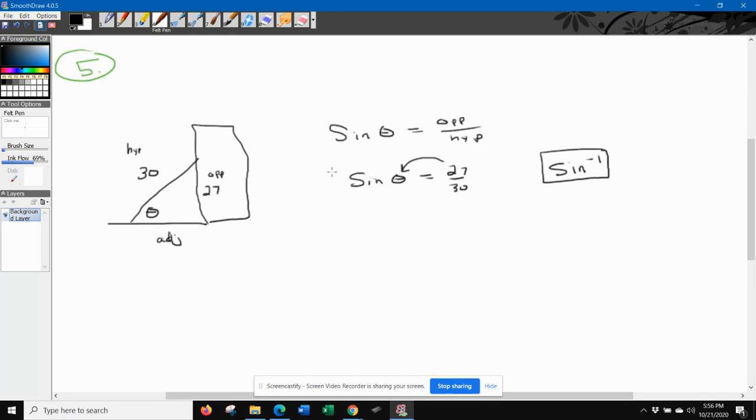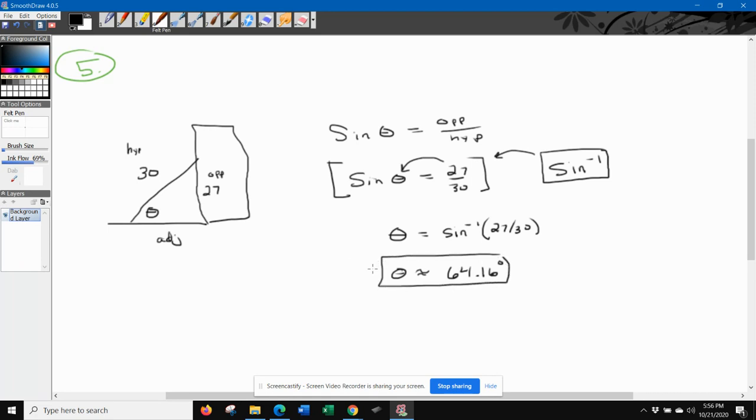So if I do that, think about it as you're doing that to both sides, just like you add the same number to both sides, or you multiply the same thing to both sides. If you take the inverse sine of both sides, the sines cancel out, and I'm left with theta. And over here on this side, I have inverse sine of 27 over 30. If you plug this into a calculator, it will give you the resulting angle. In this case, it comes out to be about 64.16 degrees. And this is the angle that matches those two measurements right there.